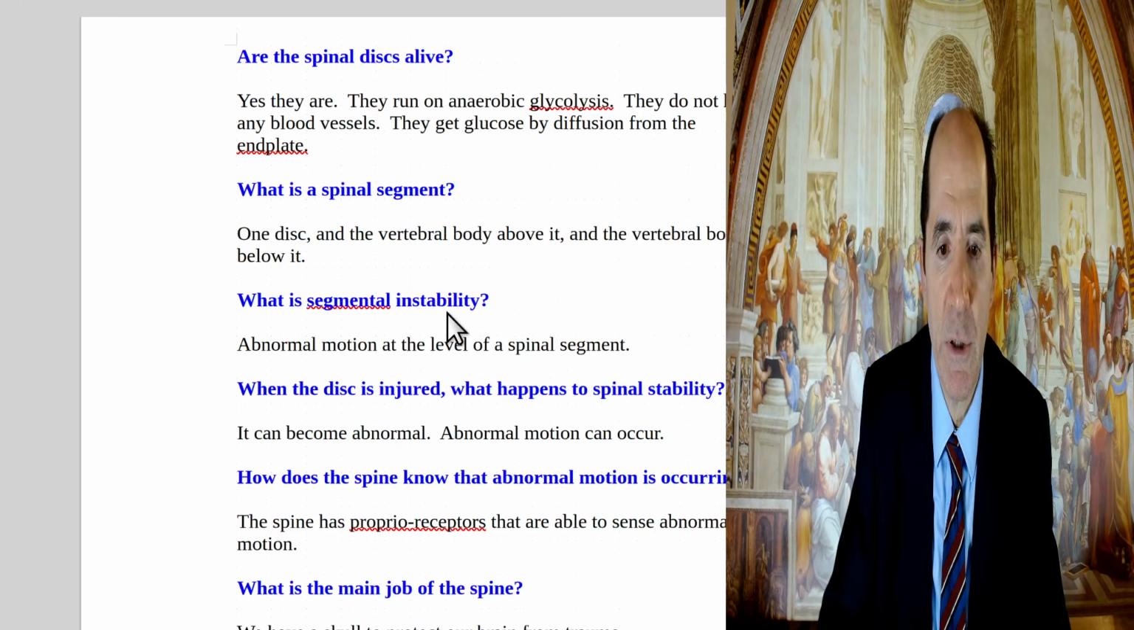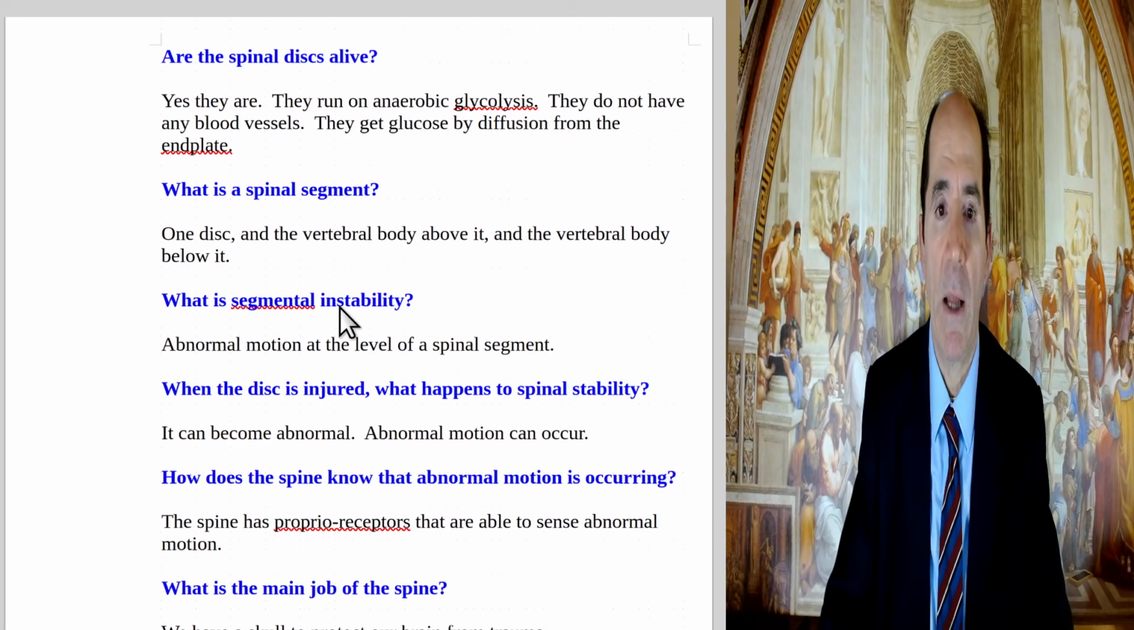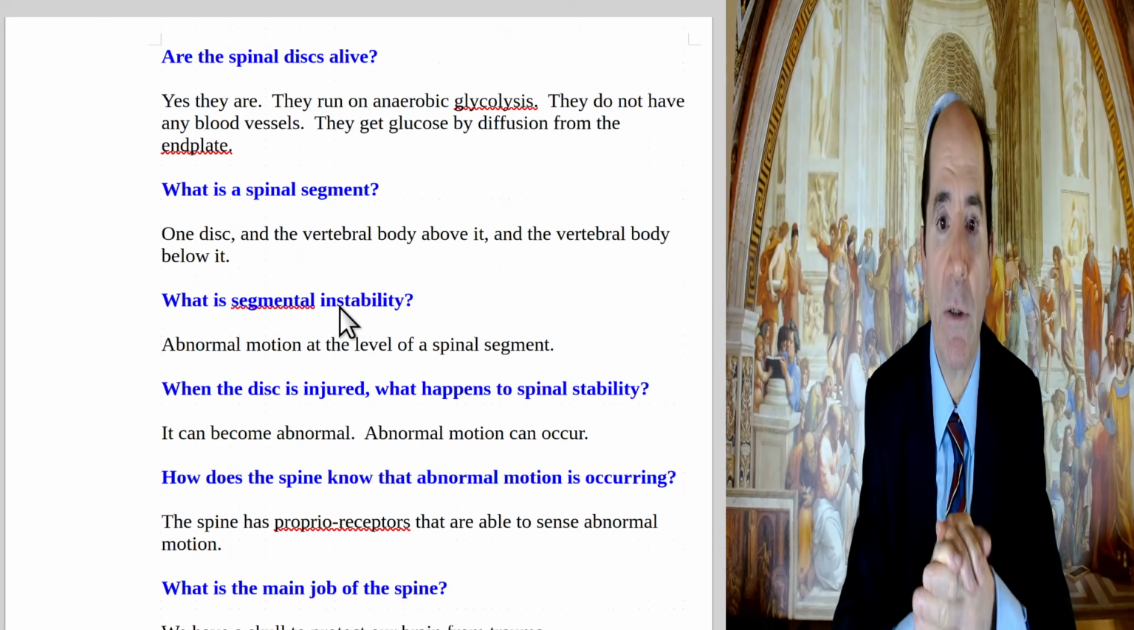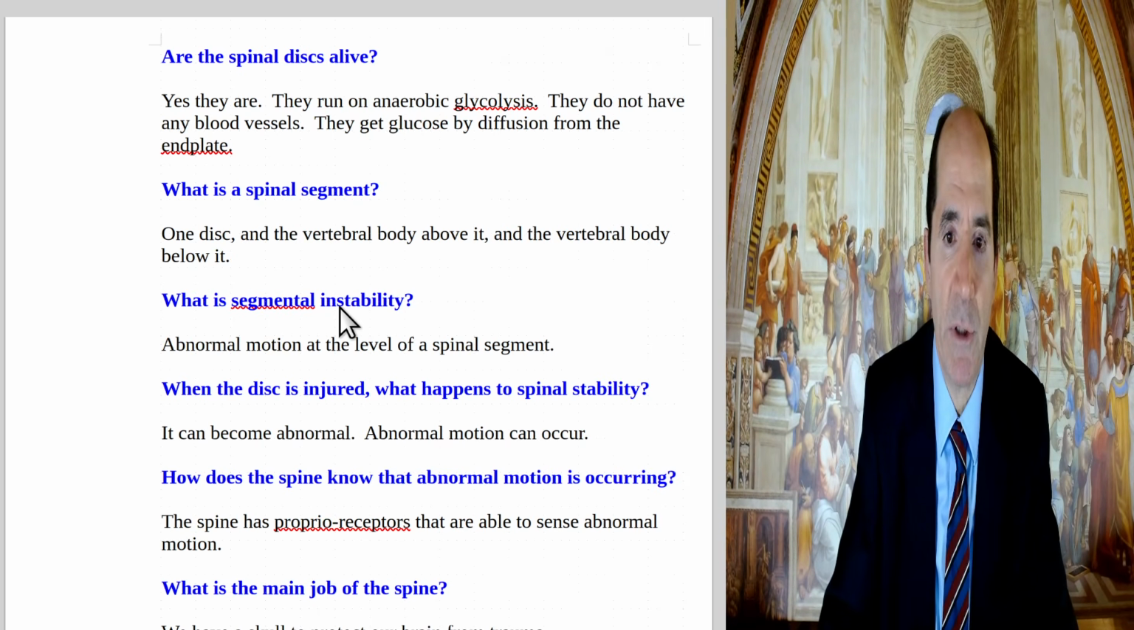Okay, so the big question is, are the discs alive? And yeah, we talked about that. Yes, they are. They run on anaerobic glycolysis. They don't have any blood vessels. They get glucose by diffusion from the end plate, and they extrude their waste products in similar fashion.